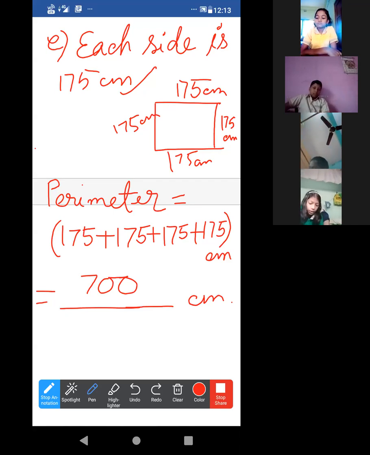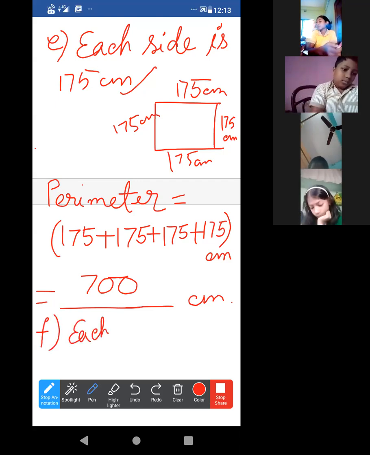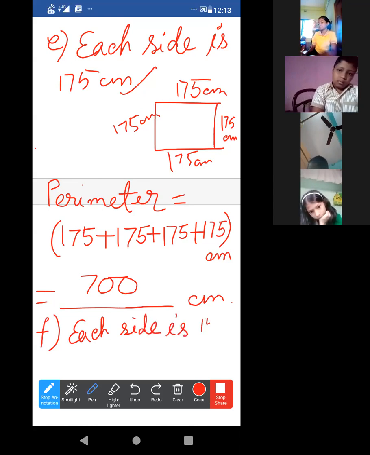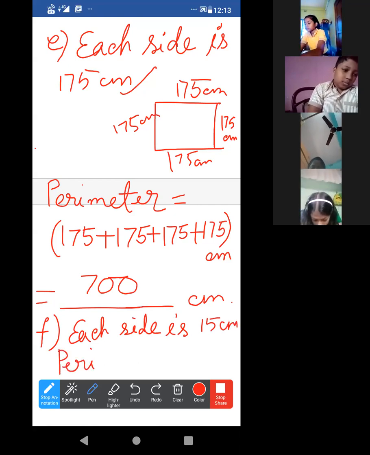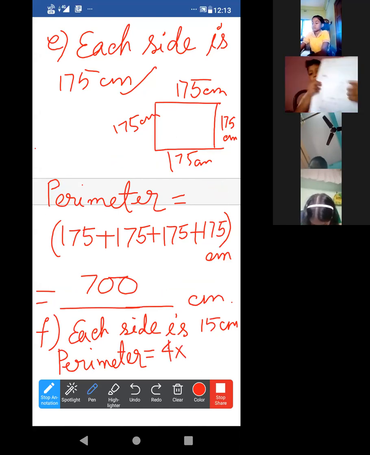Acha, now the next one. F, 15 centimeter. It is very much easy. Do it yourself. Number F, each side is 15, so perimeter will be 4 into 15. I am following that rule. Only one question I have done by adding, but try to do it by the formula, because it will take less time. Yes, 60. Good, Shayon.